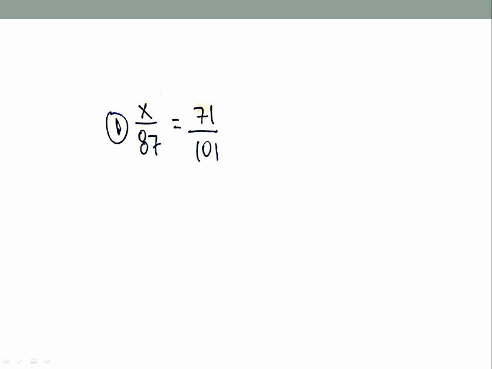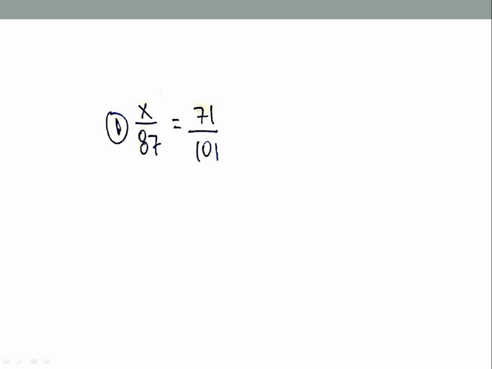All right, so question number 1. The important thing to realize is that Emmy's height is unknown, so that is my x here. The length of her shadow is 87 inches. And her father's height is 71 inches, and the length of his shadow is 101 inches. So height to height is in the numerator, and the denominator is shadow to shadow. So that's the important part.